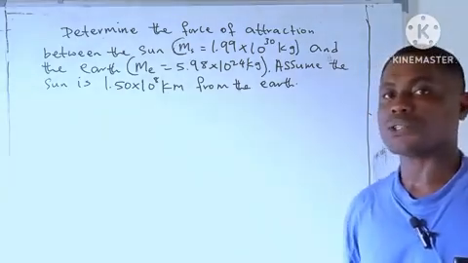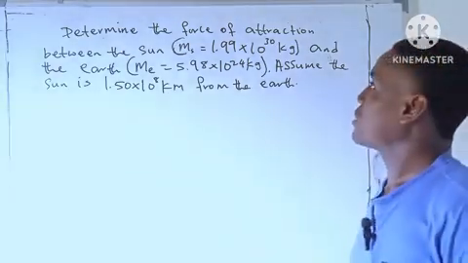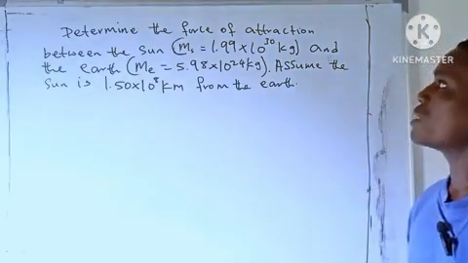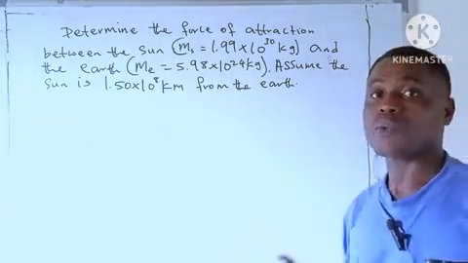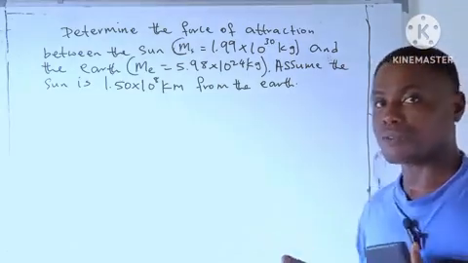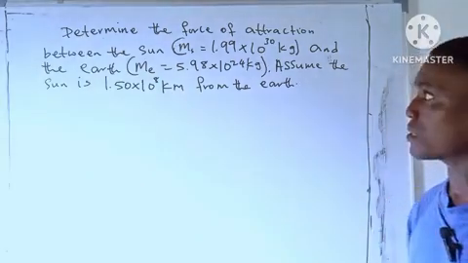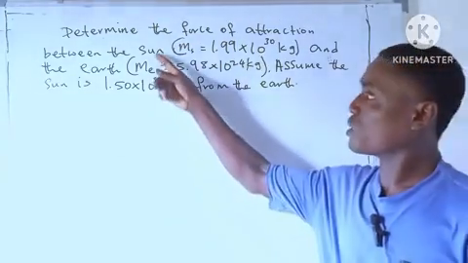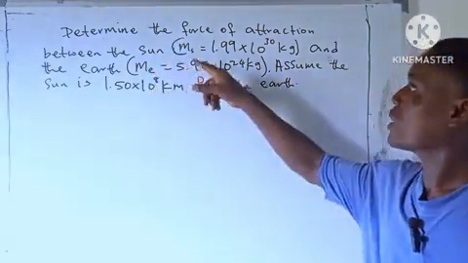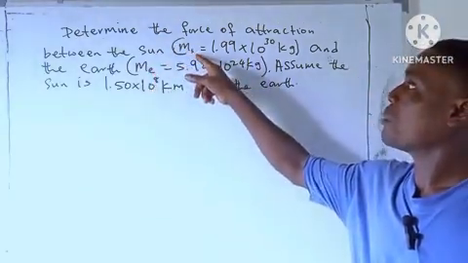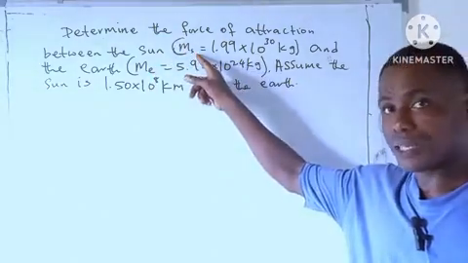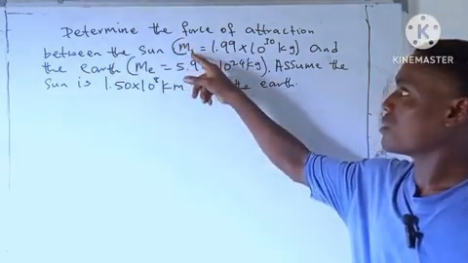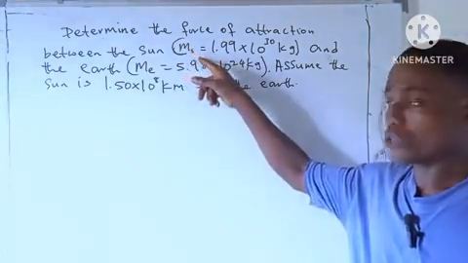Okay, so this is the second question. Let's read it. They said, determine the force. Determine what? Force, right? So even in this second question, we are still asked to find the value of force, like the previous one. They said, determine the force of attraction between the sun. This Ms signifies the mass of the sun. Look, the M is big while the s is very small, and it signifies the mass of the sun.